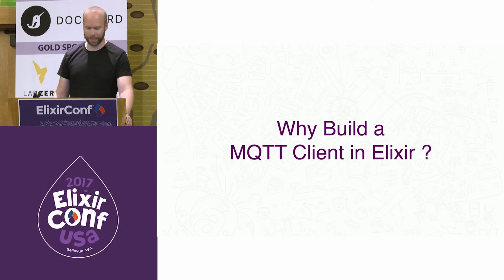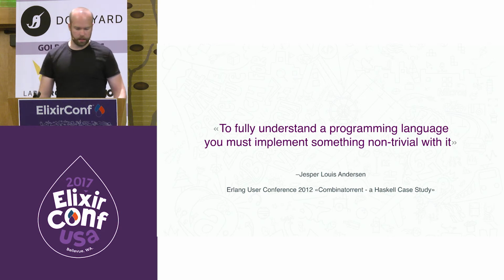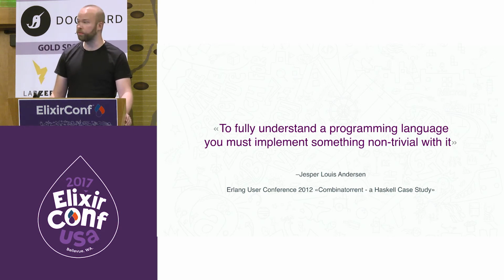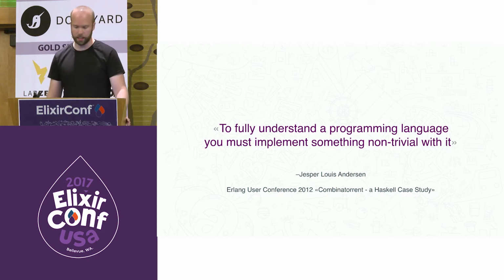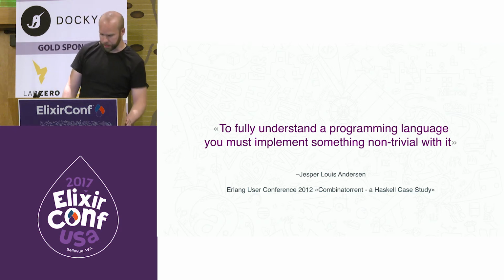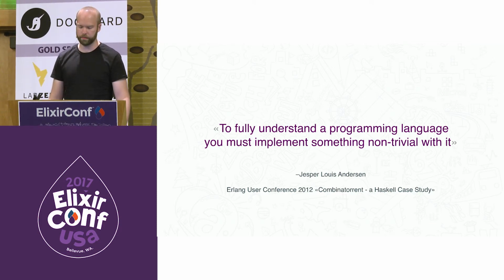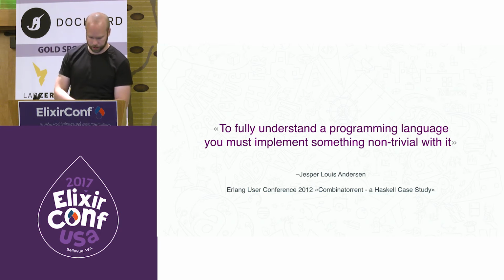So why build an MQTT client in Elixir? My colleague Jesper has said that to fully understand a programming language, you must implement something non-trivial in it. And I find MQTT to be a good exercise because it involves some tricks and stuff that you really need to know as an Erlang programmer. And it turns out that Elixir is really good at doing this. It just has the right tools built in.